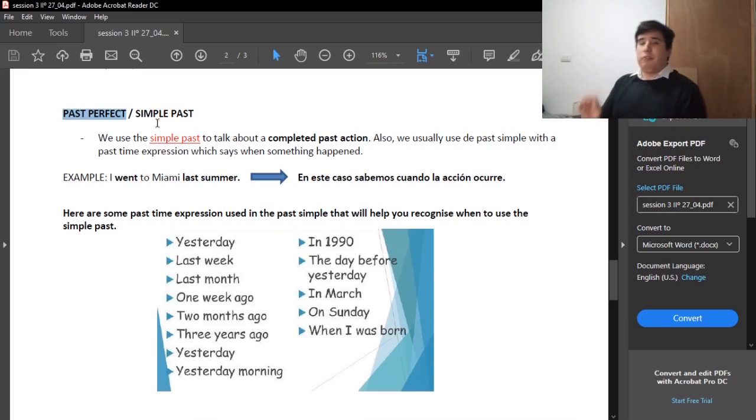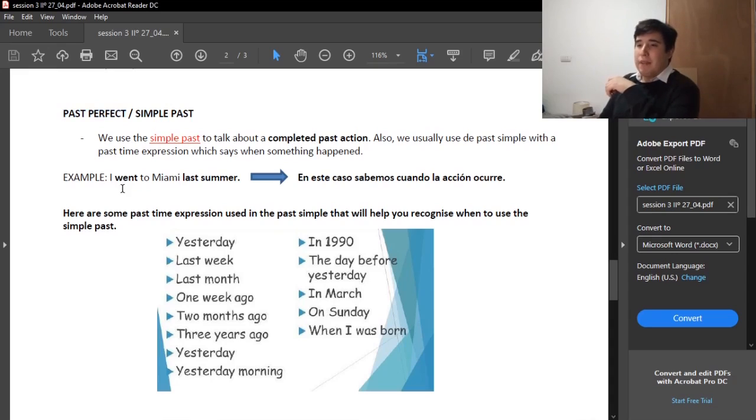Okay, so let's review very quickly, because simple past, you have seen this in classes. You should be very fluent in simple past. Okay, so we use the simple past to talk about a complete past action, an action that started and finished in the past. Simple past is to talk about actions that started and ended in the past. Okay, we usually use the past simple with a past time expression, which says when something happened, and this is very important. Generally the simple past comes with a time expression that tells us when something happened, exactly when. Okay, let's look at the example.